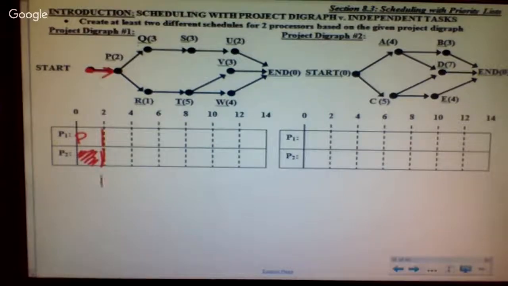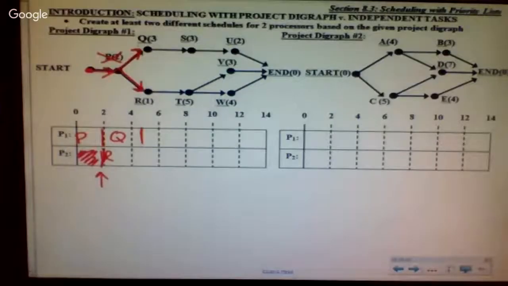Okay, so at this 2 hours, we have now finished P. And P leads into Q and R. So now I've got 2 tasks. I've got 2 people not working. I've got 2 tasks to schedule. Q, you're gonna put Q with one of them and R can go here, and that takes me out to 3.